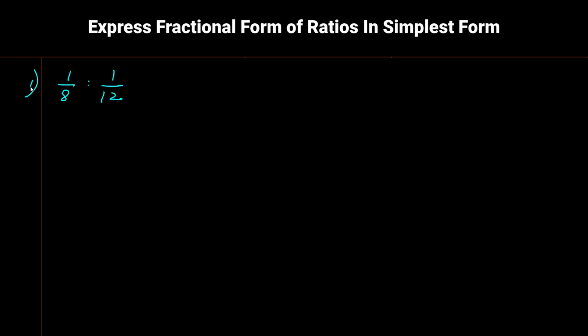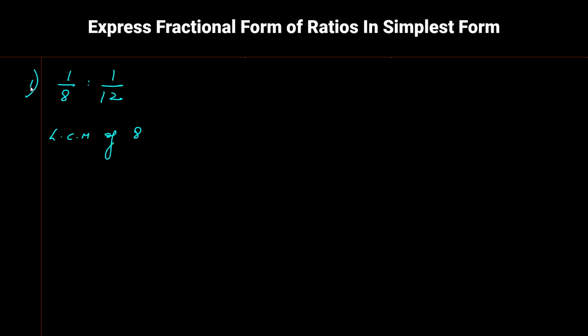The first step is we need to calculate the LCM of the denominators, meaning here we need to calculate the LCM of 8 and 12. Once you calculate the LCM, take the first part of the fraction, multiply with the LCM. Take the second part of the fraction, multiply with the LCM, do the necessary calculations, and the answer that you get is the simplest form of the given fraction.